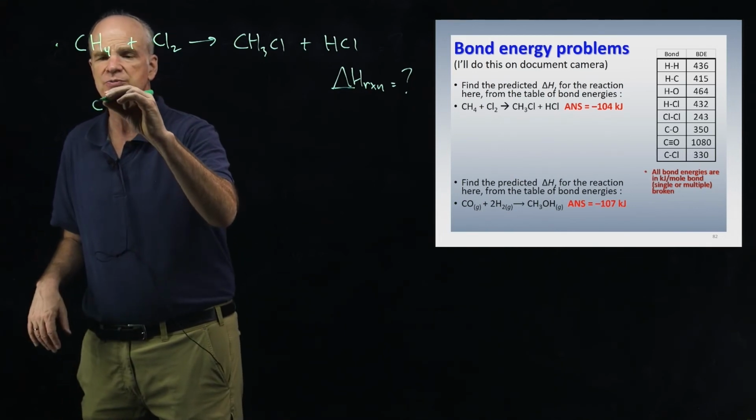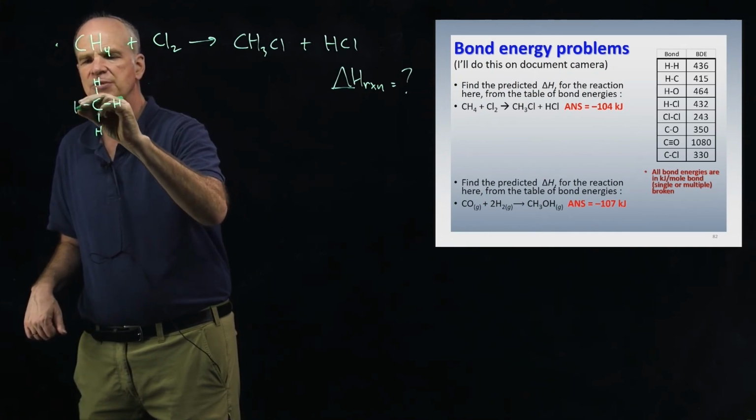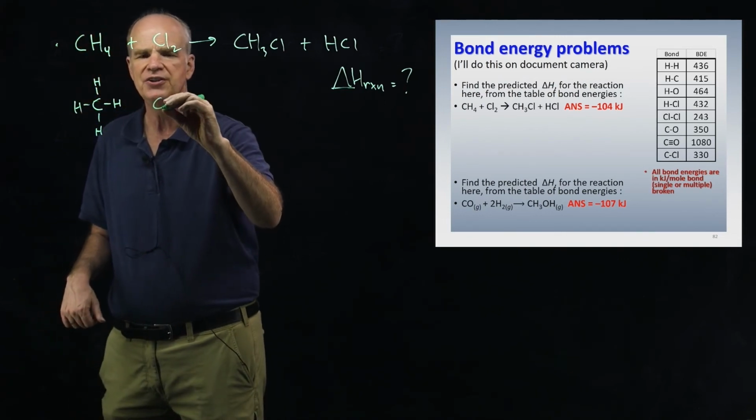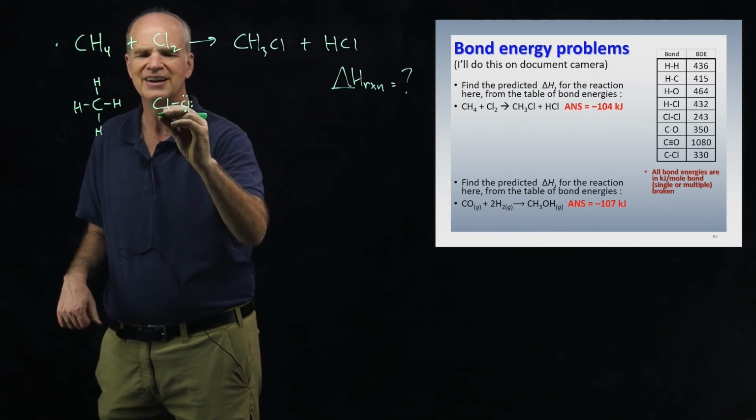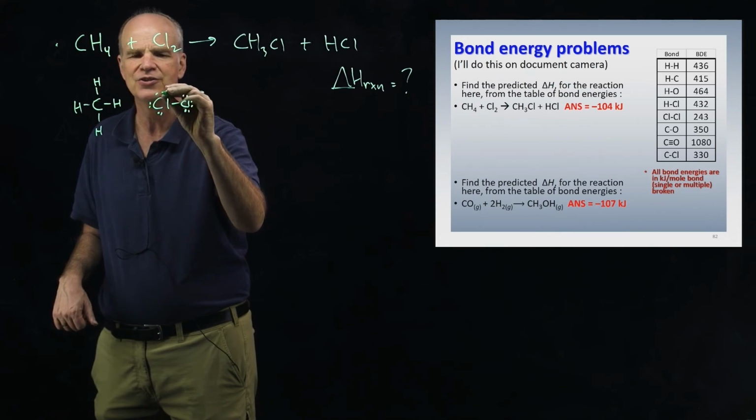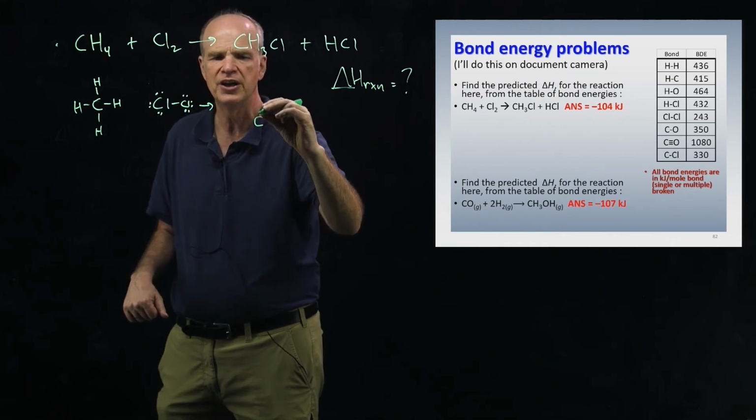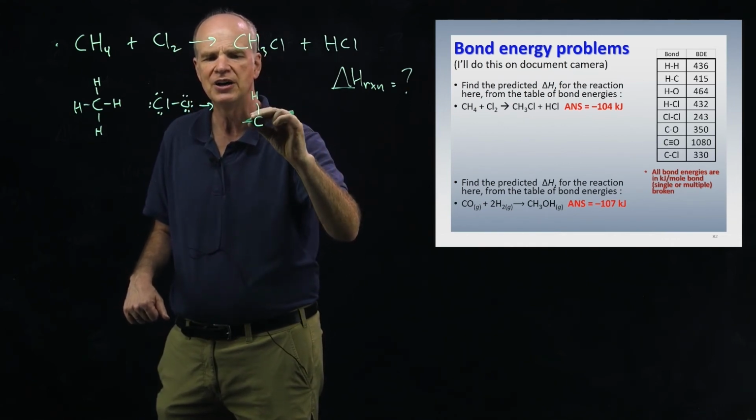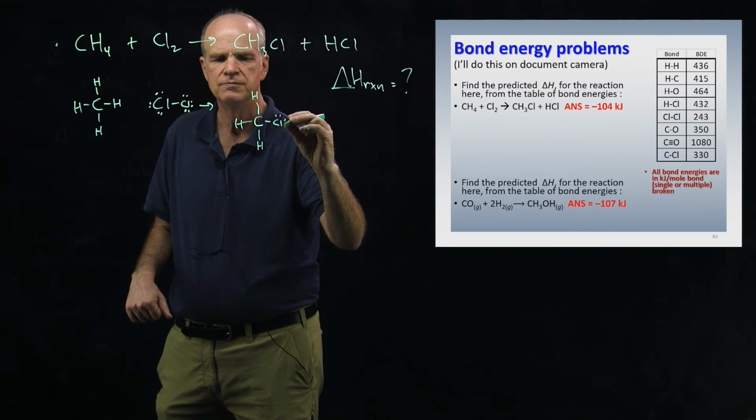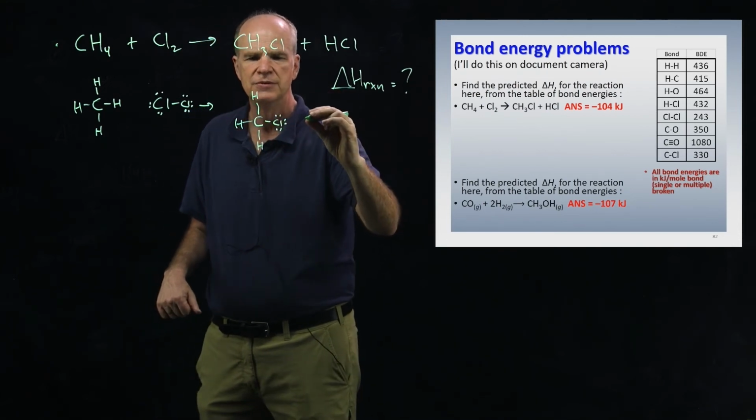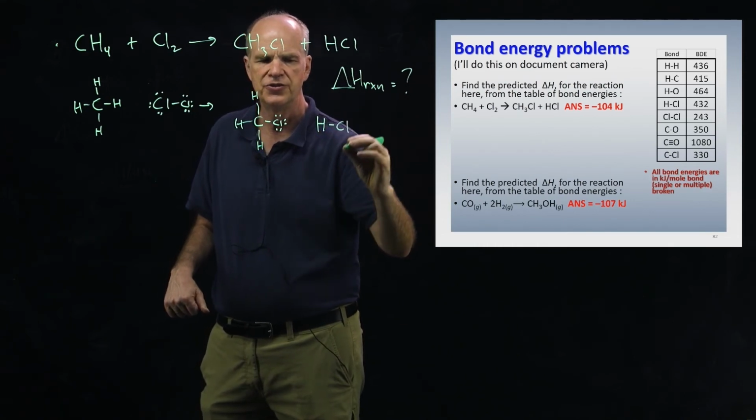So methane is a pretty simple Lewis structure, carbon in the center, surrounded by hydrogens. They're all singly bonded to carbon. Diatomic chlorine is this. Okay, I'm just adding lone pairs, real pain. So there's diatomic chlorine. Okay, methyl chloride, be careful here. So we have a carbon in the center, and there are 3 single bonds to hydrogen, and a single bond to chlorine. And then HCl is going to have a single bond from H to Cl.